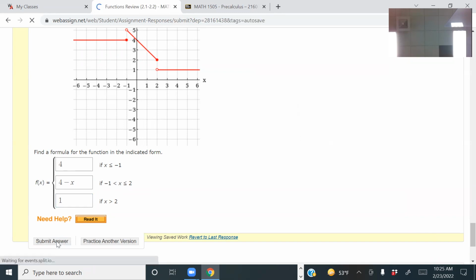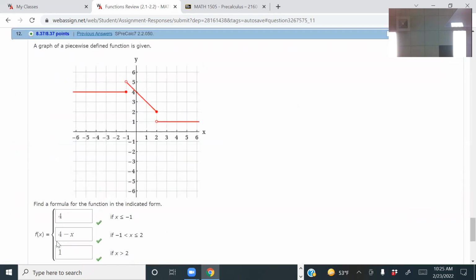For fun, let's just submit that. I'll get some points here on my homework, which I rarely have. There it is. Okay, so right.